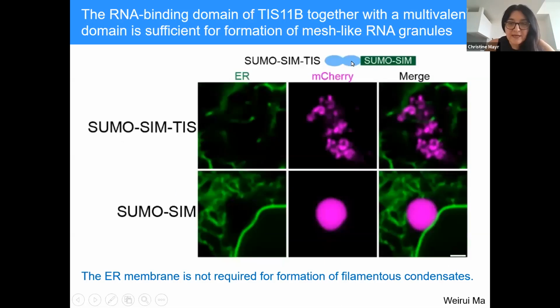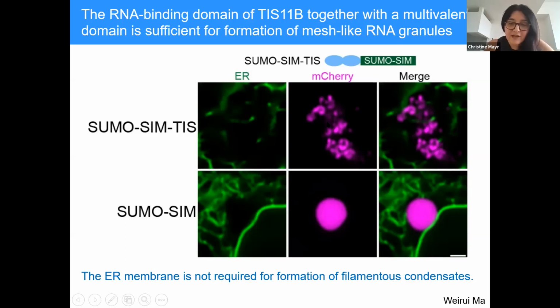But then we fused the RNA binding domain to multivalent domains. First, we used SumoSim, because it forms really nice sphere-like granules in the cytoplasm. However, if we now add the RNA binding domain of TIS11B to SumoSim, then we get a very different morphology. You see that now it makes much more filamentous condensates, but these filamentous condensates are not intertwined with the ER.